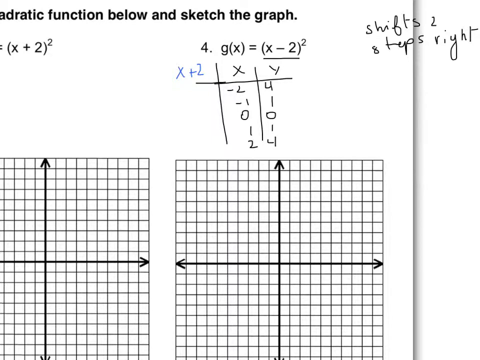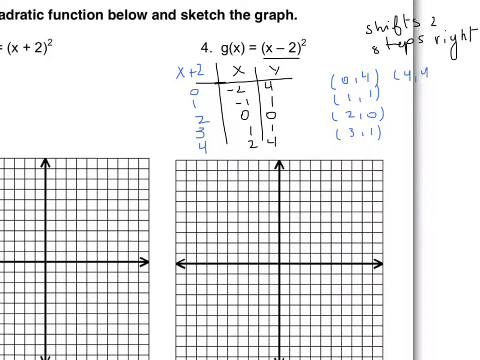So negative 2 plus 2 is going to be 0, negative 1 plus 2 is going to be 1, 0 plus 2 is going to be 2, 1 plus 2 is going to be 3, and 2 plus 2 is going to be 4. So my new coordinates are going to be 0, 4, 1, 1, 2, 0, 3, 1, and 4, 4.